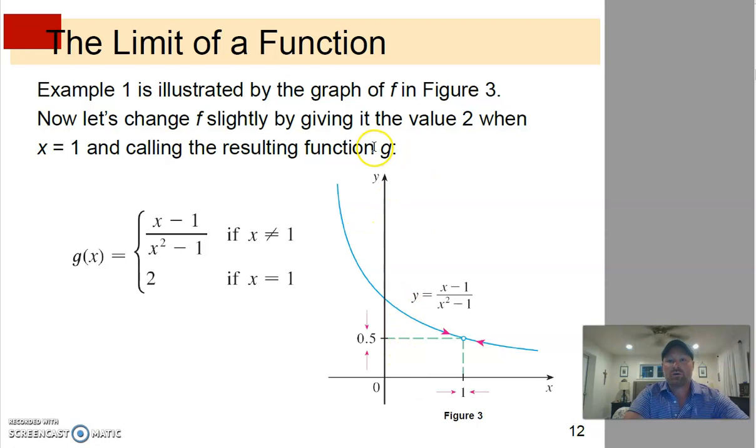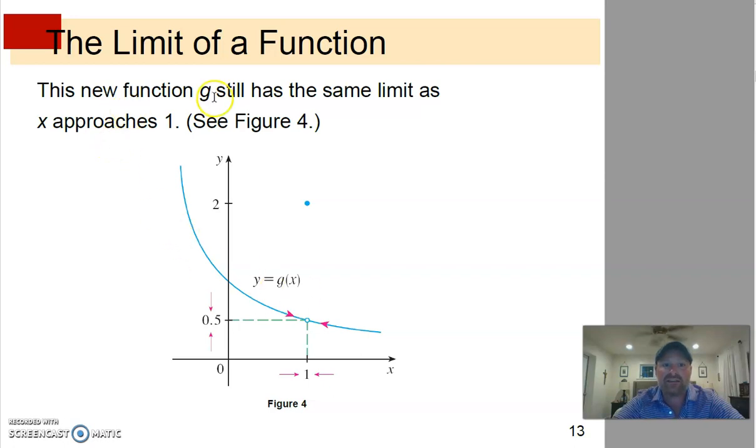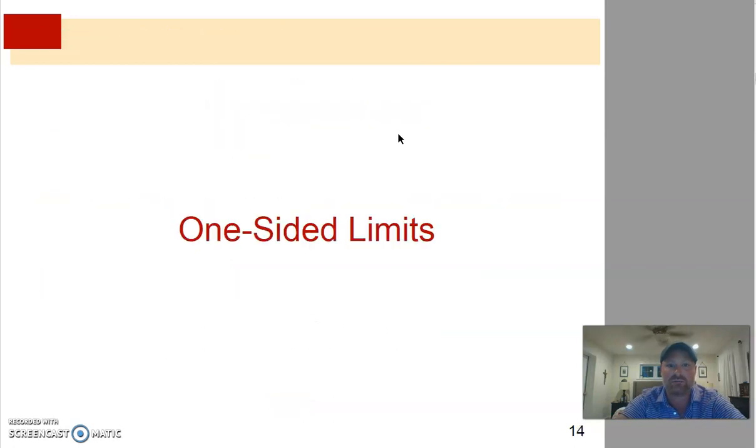Now, I also want to take a look at this function here. It's in example 1, illustrated by the graph of f. So this was the graph we just looked at. But now we're changing it slightly and taking a look at g of x equaling 2 if x equals 1, while x does not equal 1 in the other case. Okay? This new function g still has the same limit as x approaches 1. So even though we're talking about 2 here, it still has the same limit because x is approaching 1.